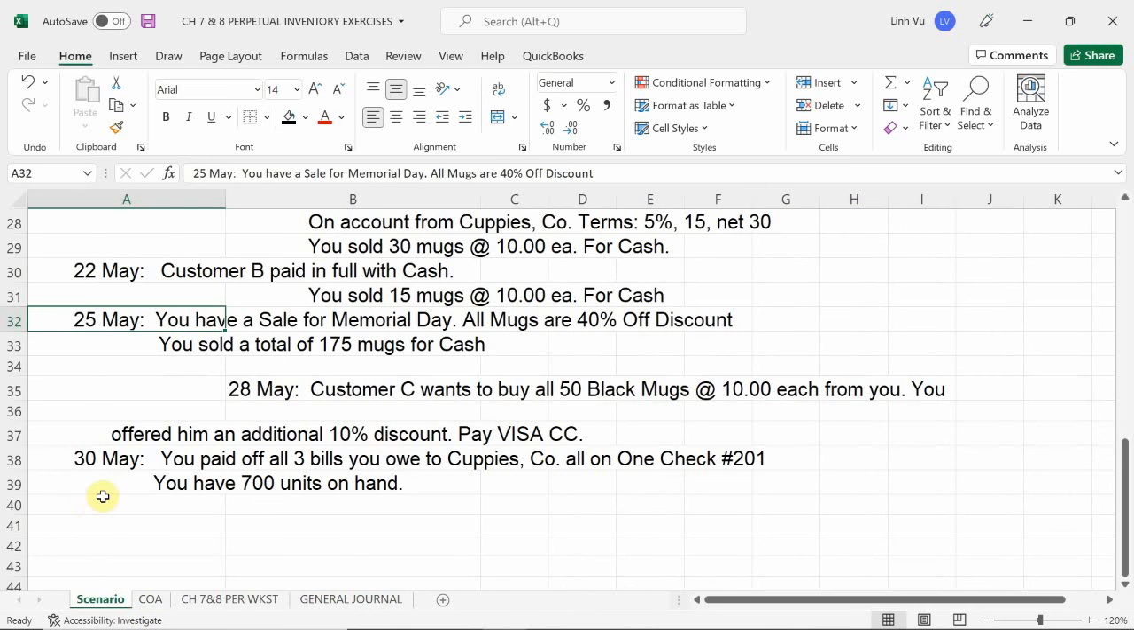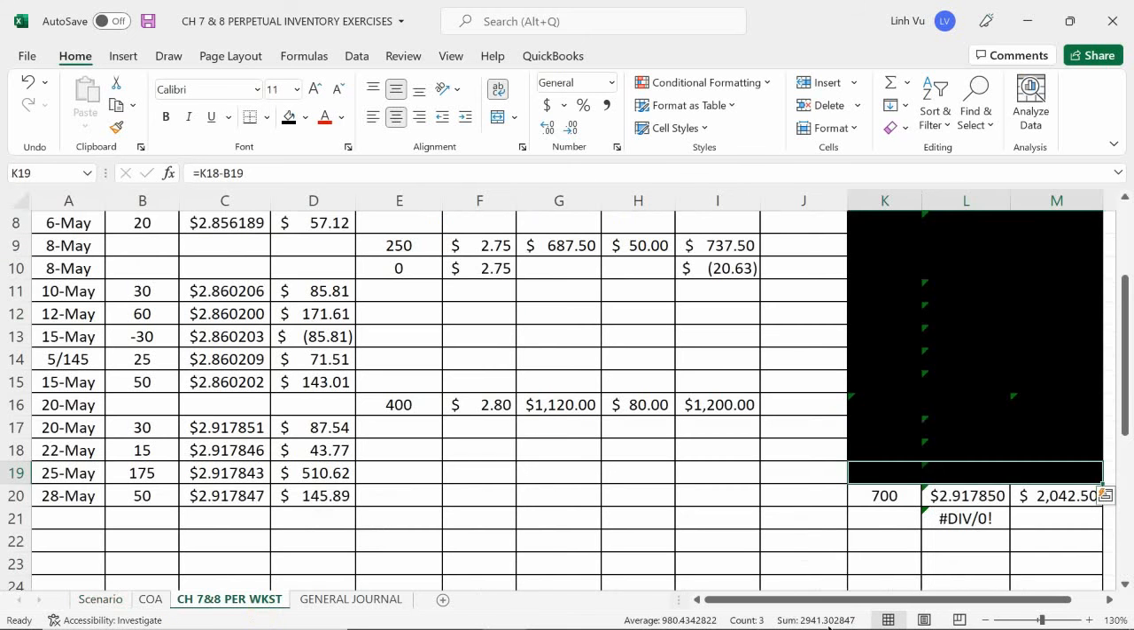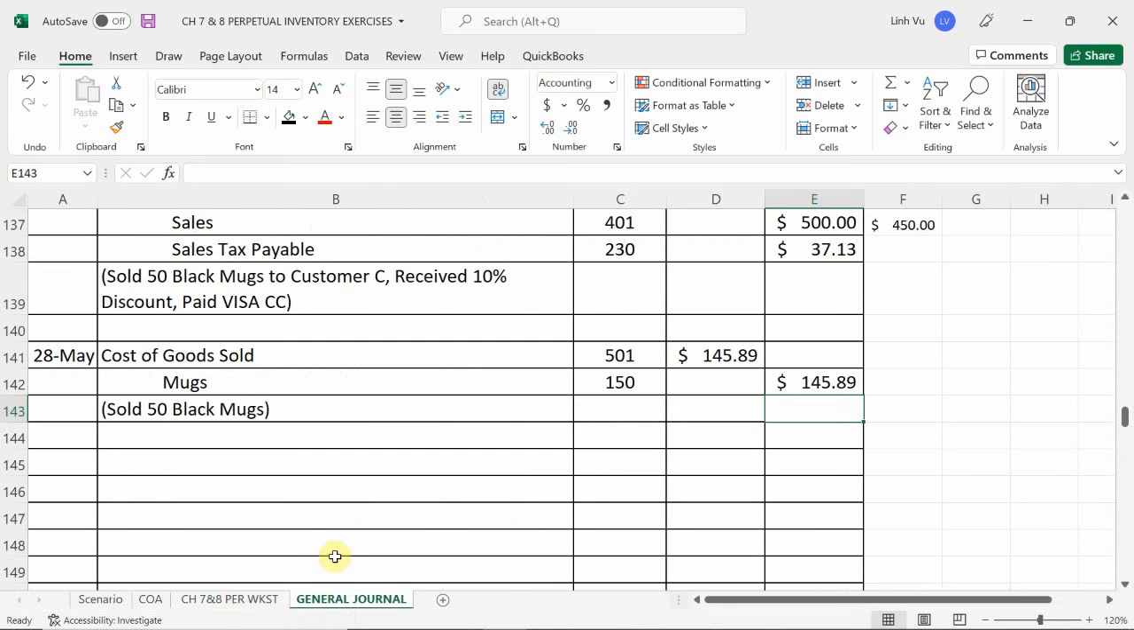So let's see what happened next. Now it is finally May 30th, and you paid off all 3 bills that you owe to Cuppies Co. all on one check. Okay? Check number 201. And at the end of the month, you should have a total of 700 units left on hand. In this case, yes, you do, right? We did our inventory worksheet. We did end up having 700 units on hand left remaining, okay?